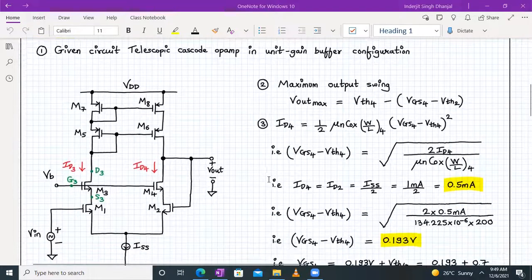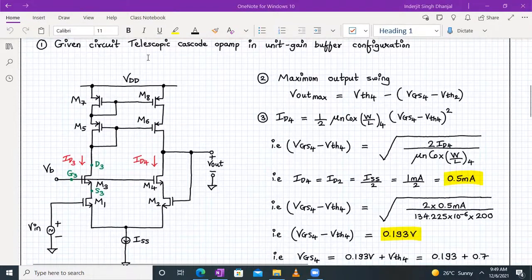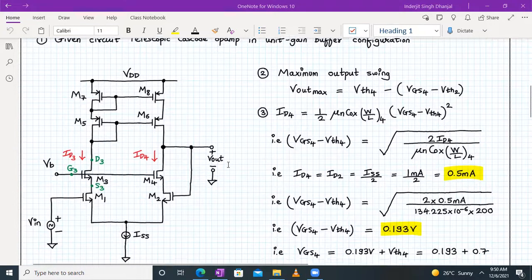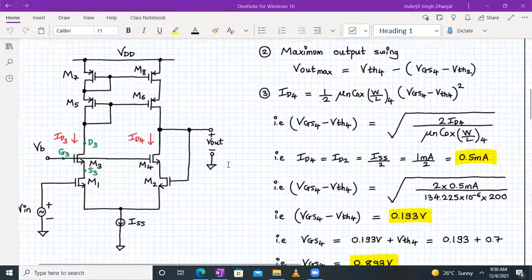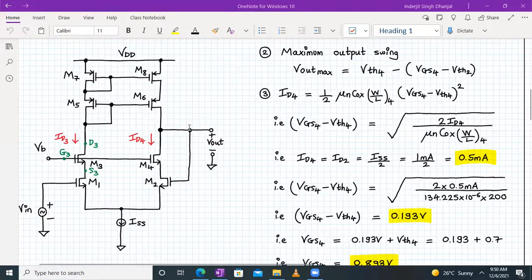As we have discussed before, the given circuit is a telescopic cascode op-amp in a unity buffer configuration. So let's calculate the maximum output swing. The maximum output swing V out max will be given by VTH4 minus of VGS4 minus VTH2.